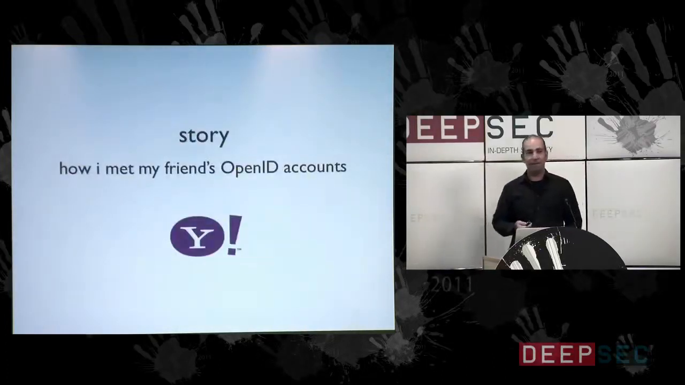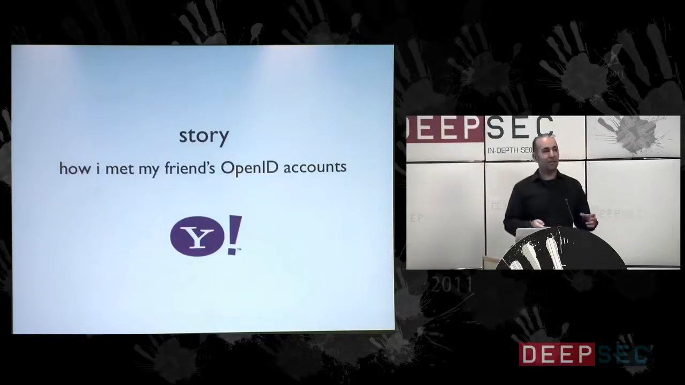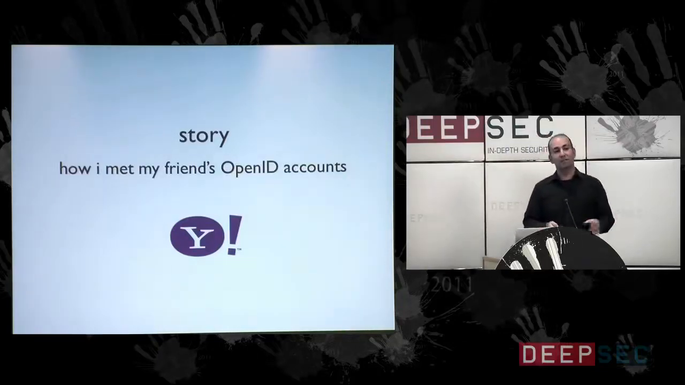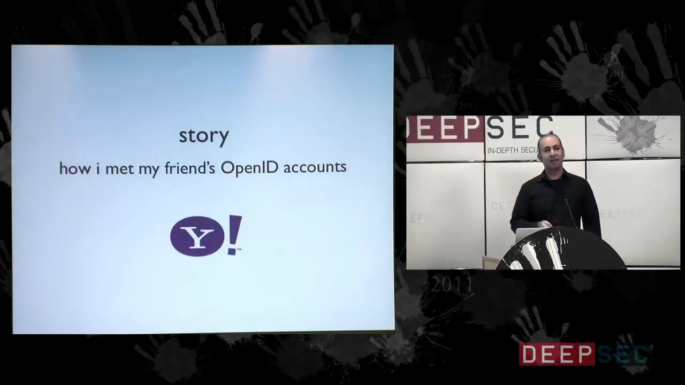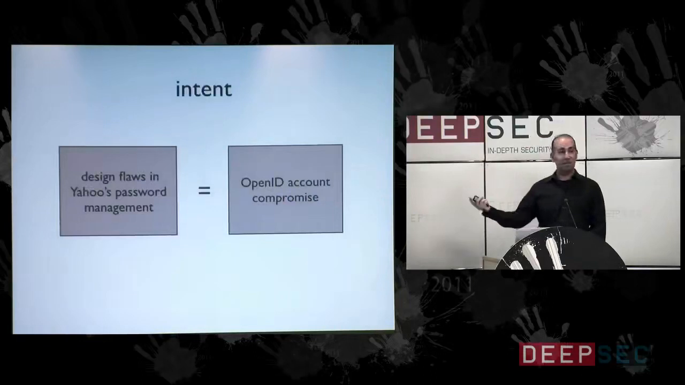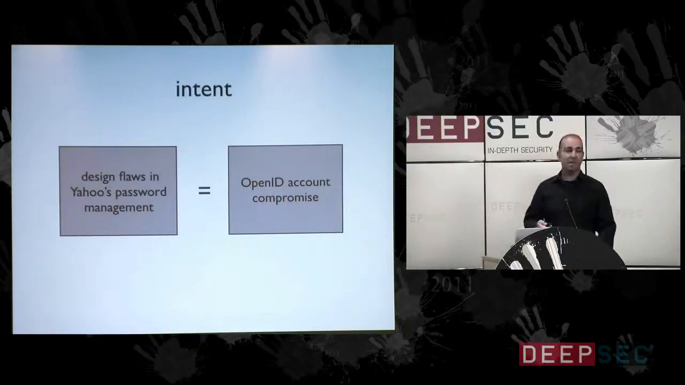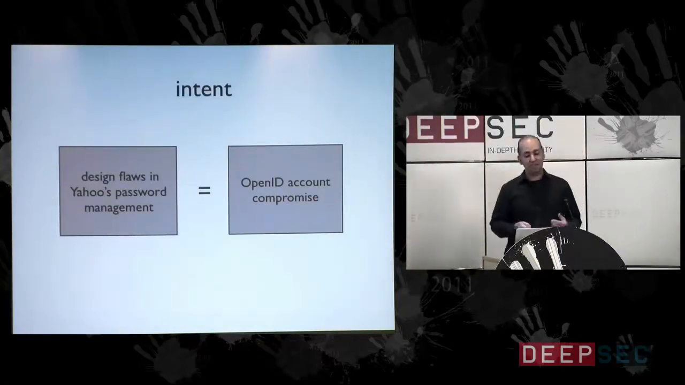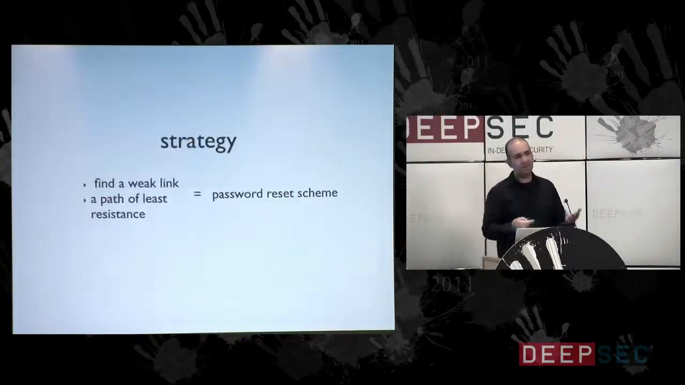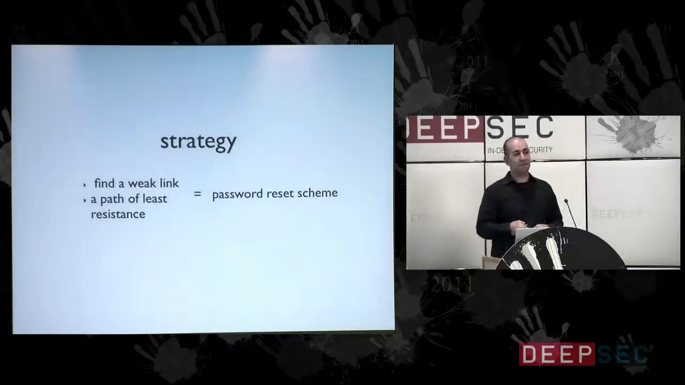So I have a friend who a couple of years ago was a big OpenID proponent. He talked about how great OpenID is, and that he can use his Yahoo OpenID account to access all these Web 2.0 sites. So I decided to spend some time one day to see if I could compromise his Yahoo OpenID account. The goal here was to use some design flaws in Yahoo's password management scheme to compromise his account. After doing a lot of research, obviously I found out that the weakest link is Yahoo's password reset scheme.